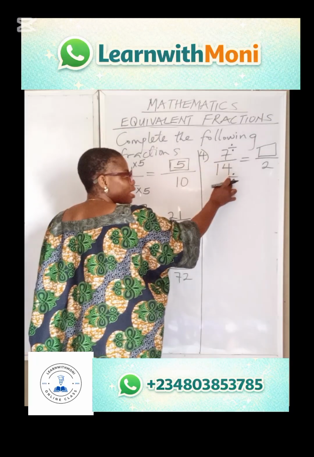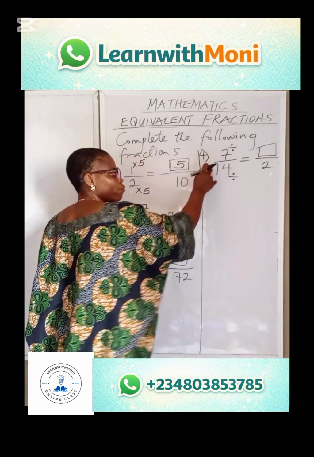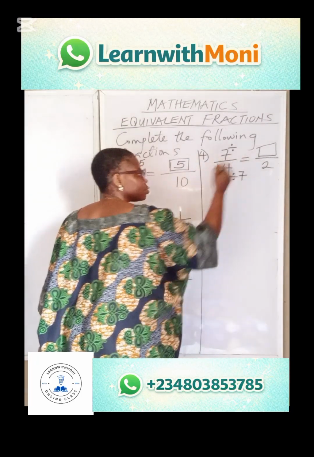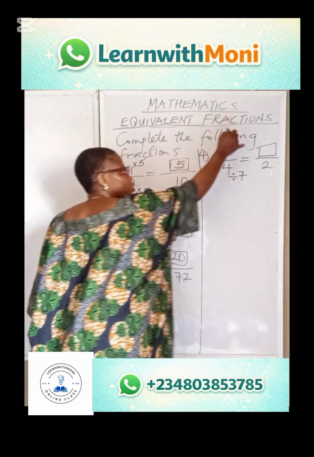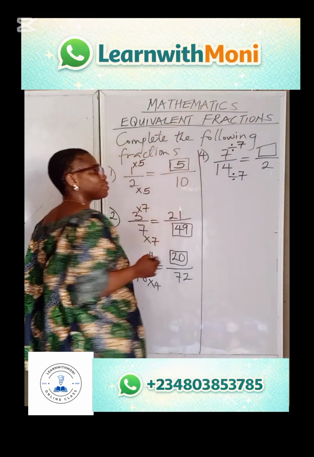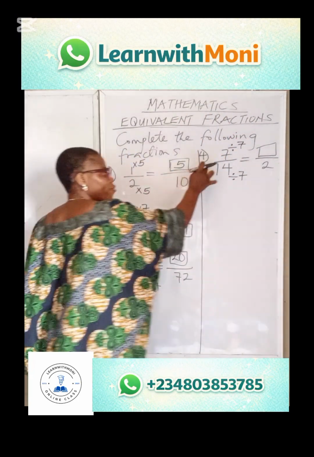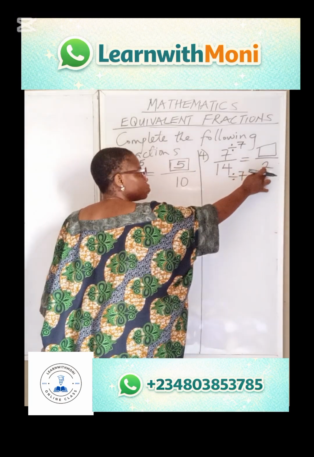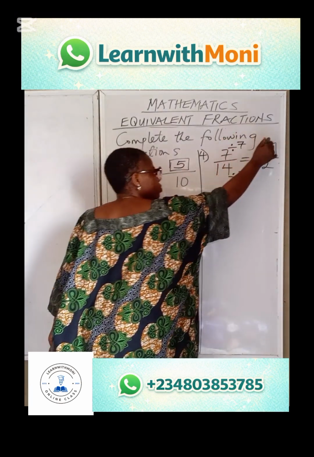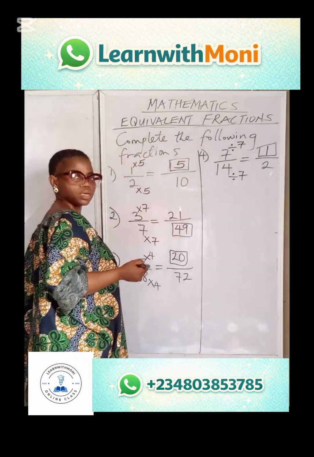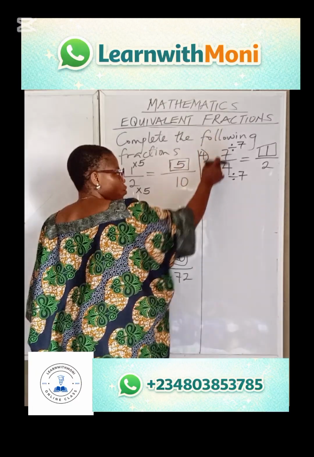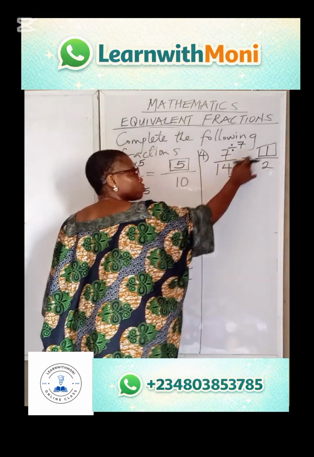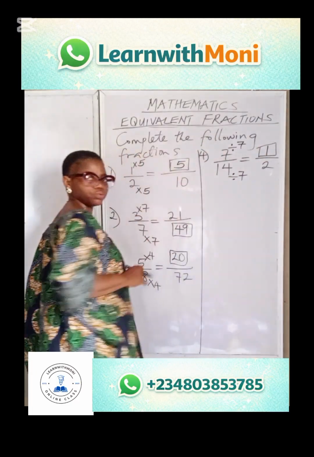So 14 divided by what is 2? 14 divided by 7 is 2. So we have to divide the numerator by 7 also. While 14 divided by 7 is 2, 7 divided by 7 is 1. That means 7 over 14 is equal to 1 over 2.